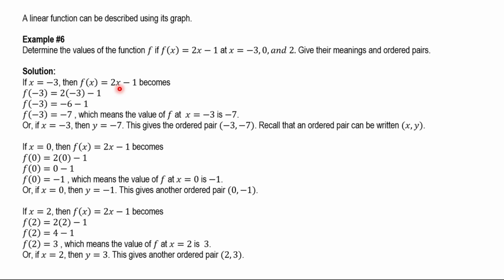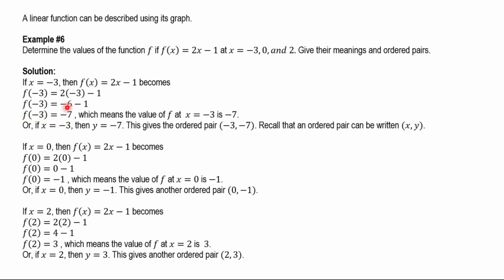So it becomes 2 times negative 3 minus 1. The parentheses, this one, means multiplication. Okay, to continue, we have f of negative 3 equals negative 6 minus 1. That is 2 times negative 3. That's negative 6 minus 1. Continue. F of negative 3 equals negative 7.